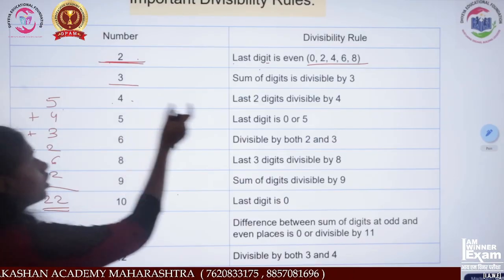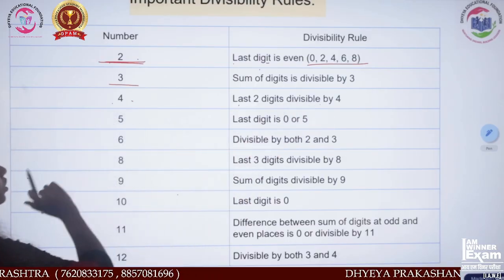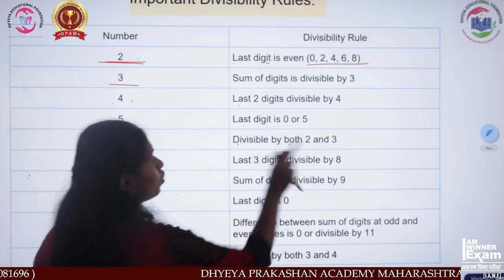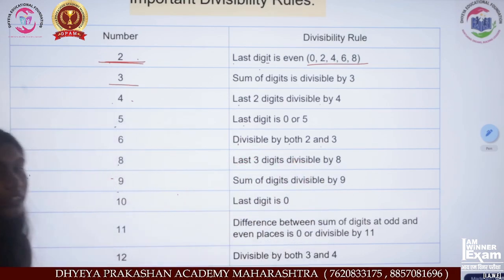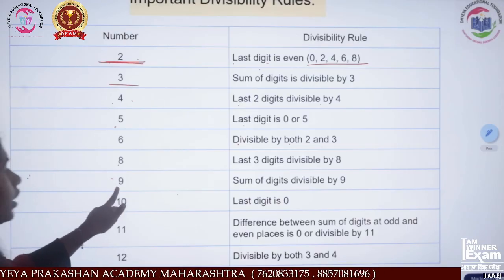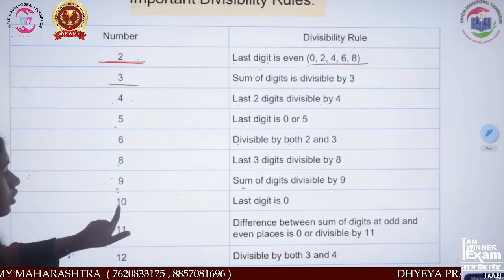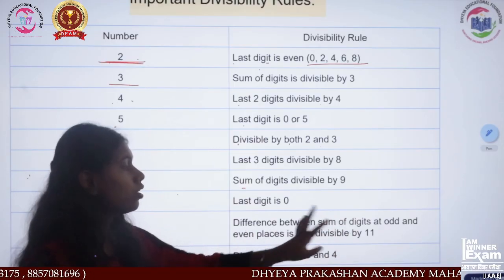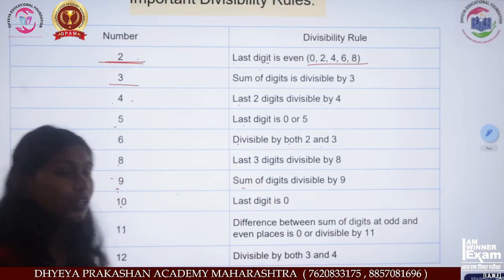Then the same for 4: the last 2 digits are divisible by 4, so you just take the last 2 digits. For 5, the last digit is 0 or 5. For 6, divisible by both 2 and 3. For 8, the last 3 digits are divisible by 8. For 9, the sum of digits is divisible by 9. For 10, the last digit is 0. For 11, the difference between the sum of digits at odd and even places is 0 or divisible by 11. For 12, divisible by both 3 and 4.